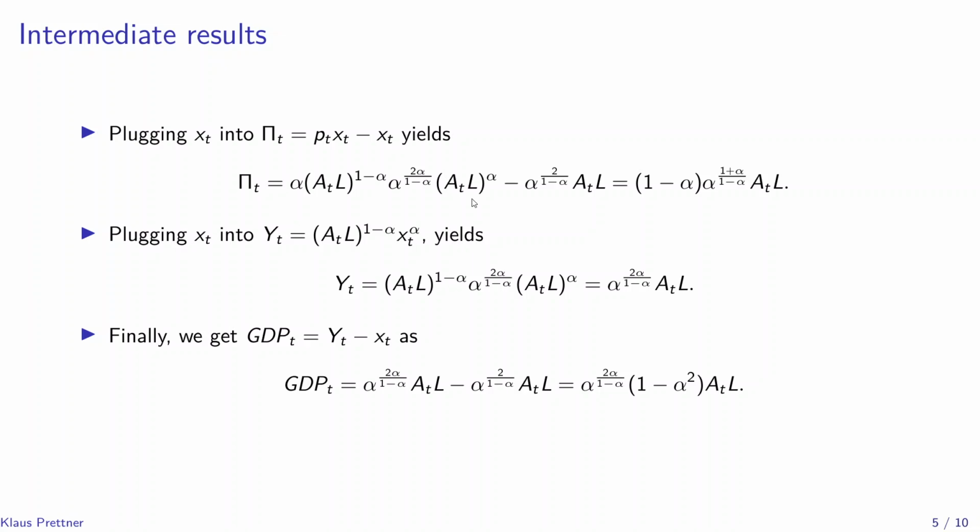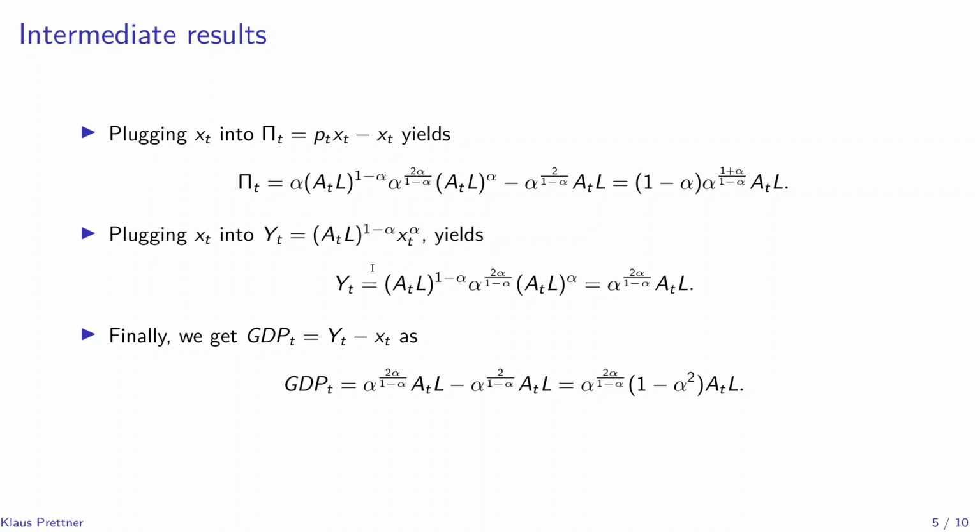Now you see that something simplifies. So if you take the product of A_t L to the power of 1 minus alpha and A_t L to the power of alpha, this becomes A_t L. We have A_t L in this term and A_t L in this term, and we have an expression that involves alpha and an exponent in both terms. And if you do the calculations, you can simplify this to 1 minus alpha times alpha to the power of 1 plus alpha divided by 1 minus alpha times A_t L. So that's the expression then for the profit of an intermediate goods producer.